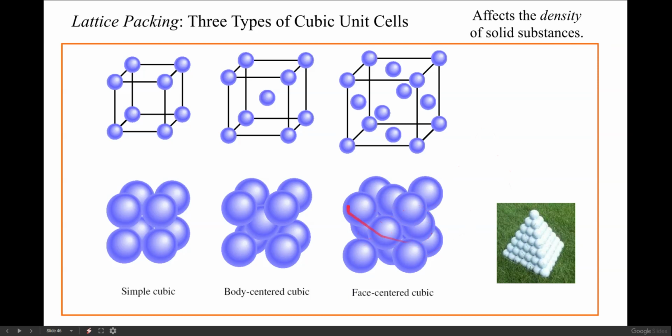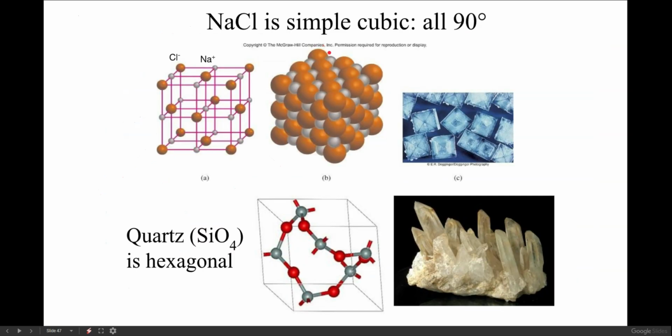So something that is face centered can pack, again, more tightly, more efficiently, and will be more dense than something that's just simple cubic. But again, you don't have to know the different types. Again, other examples, table salt. If you look under a microscope, it looks like tiny cubes. And if you pulverize those tiny cubes, it looks like even tinier cubes.